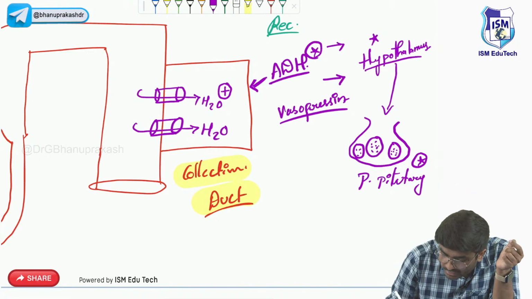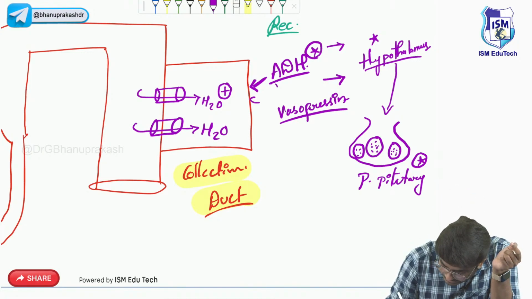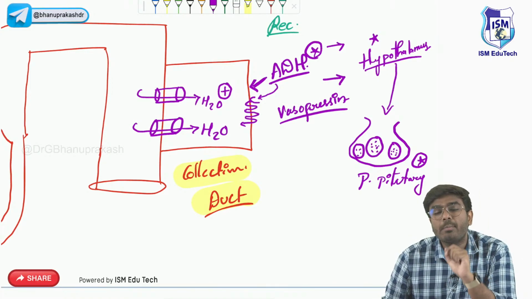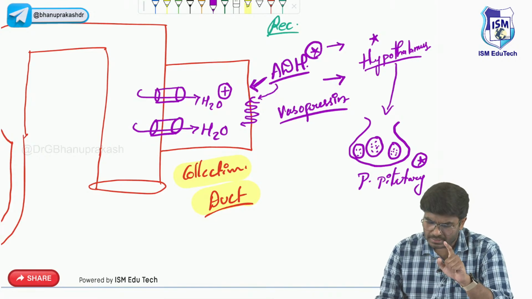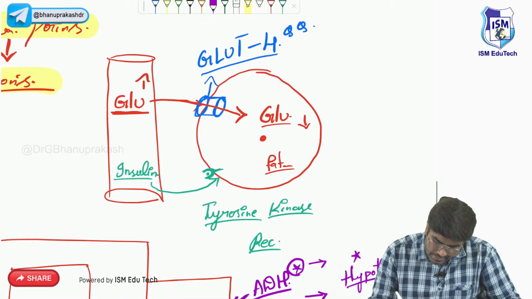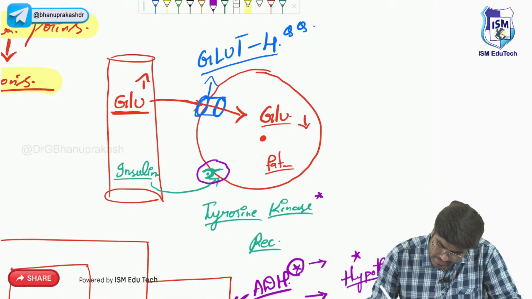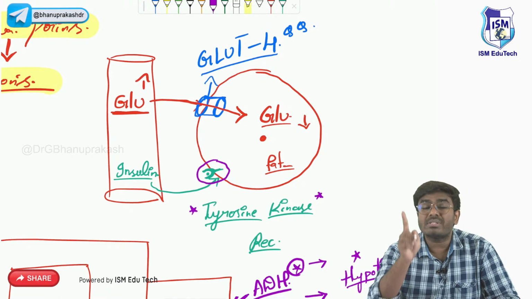Collecting ducts. So, what is the receptor, sir? This antidiuretic hormone will come and act on a receptor. You need to have a receptor. Now, what is the name of this receptor? Previously I have shown you insulin acting on a receptor. What kind of receptor is that? It's a tyrosine kinase receptor. The insulin receptor is a tyrosine kinase receptor.